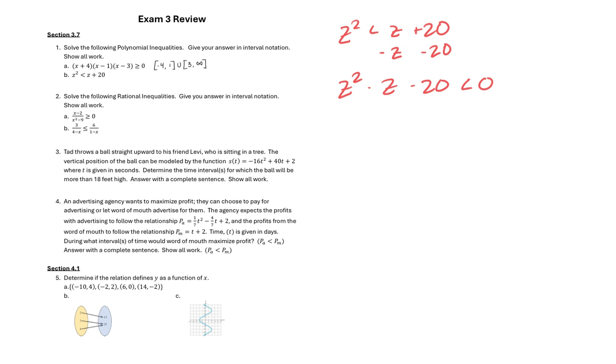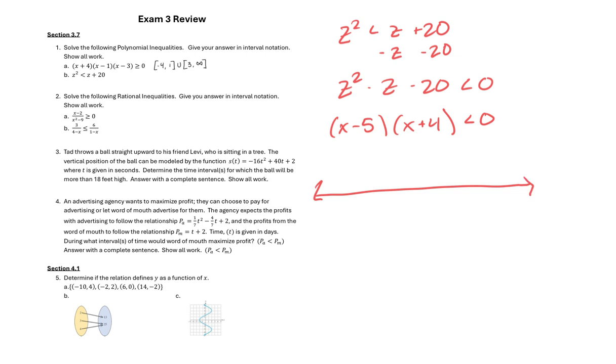So let's think. We know that 5 and 4 multiply to 20, and they're really close together. So what if we do -5 and 4? -5 times 4 is -20, and -5 plus 4 is -1. So that checks. So we have (z - 5)(z + 4), sorry, less than 0. So our same concept here is going to be that we draw our number line.